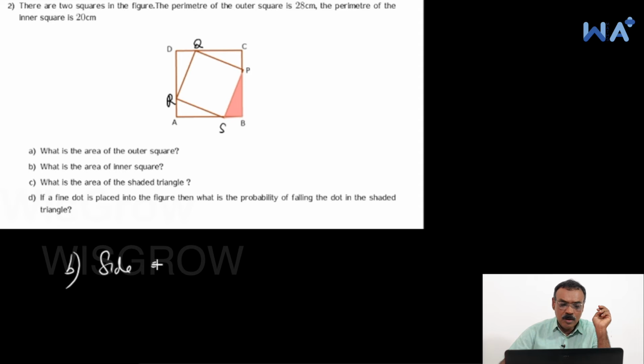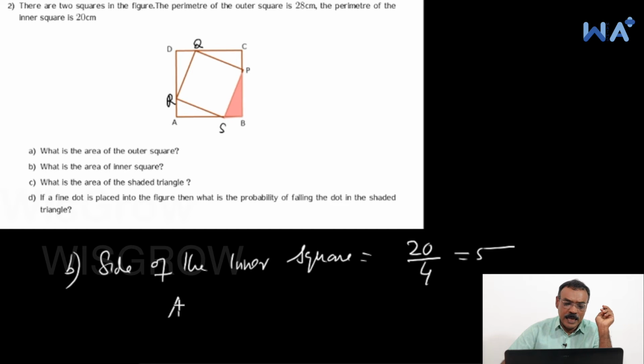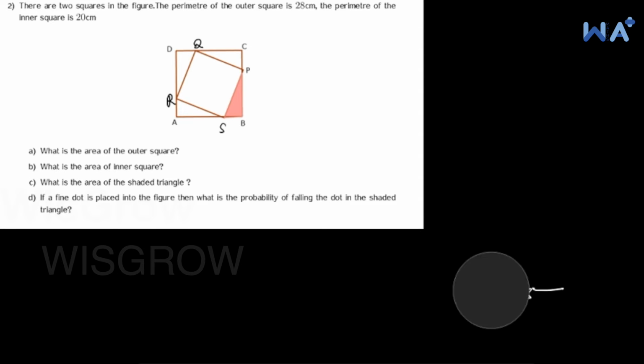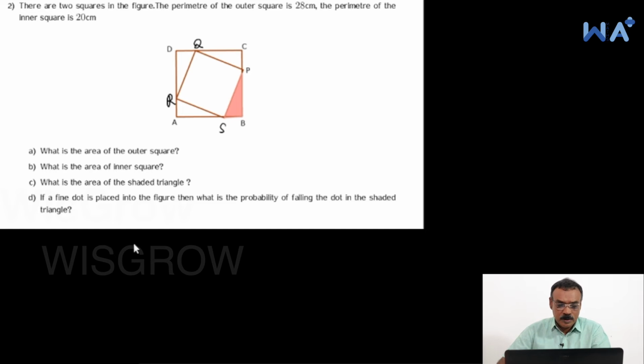അപ്പോൾ side of the inner square is equal to 20/4, that is equal to 5. Area of the inner square is equal to 5 square, that is 25. And see what is the area of the shaded part.